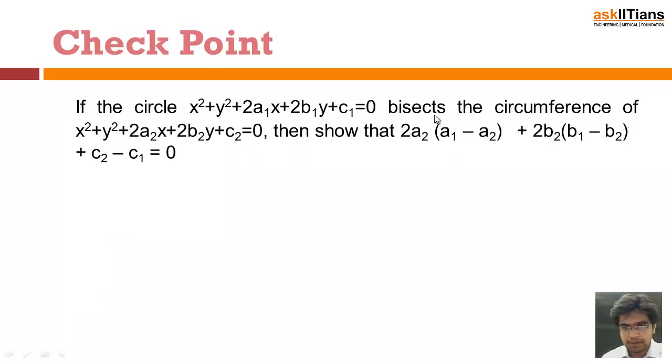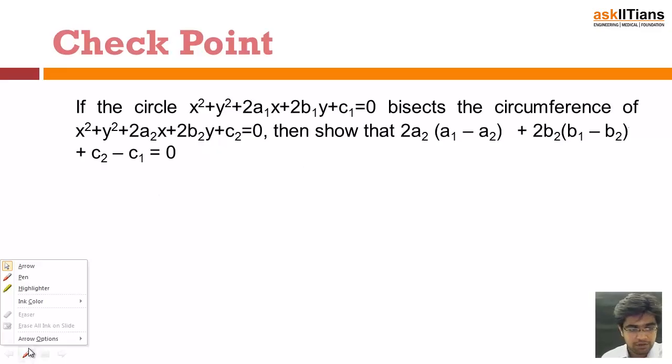If a circle bisects the circumference, again this is a chord case, because it is bisecting the circumference, then we need to show that this equation holds. We need to prove this. Now just check one thing. This circle is bisecting the circumference of this circle.